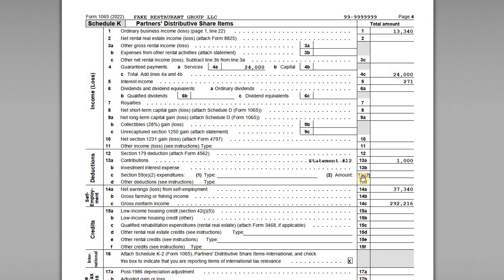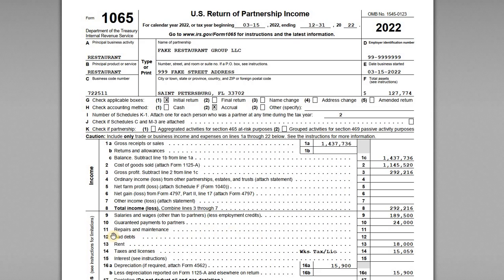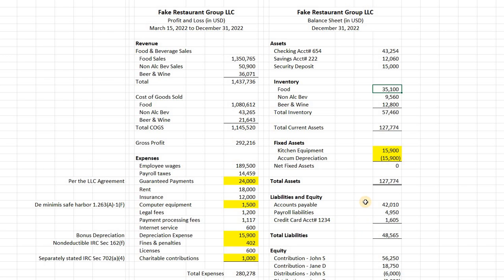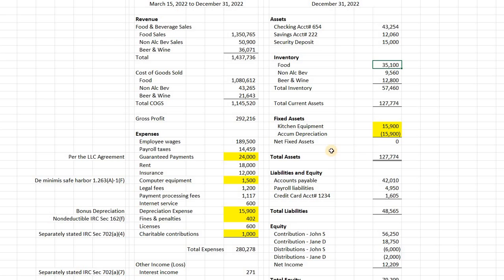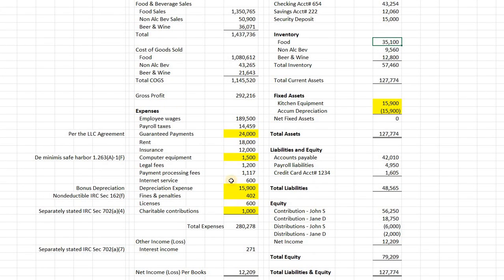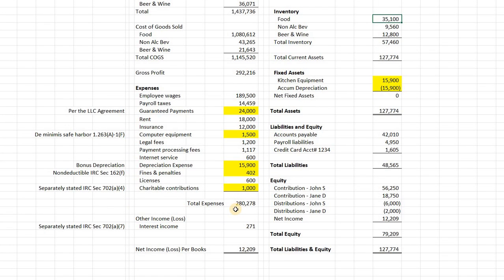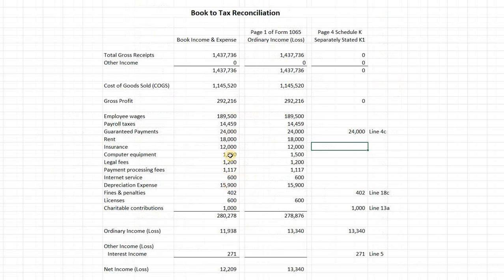We're back here to Schedule K. I think now the best place to start with the financials is with page 1 and the profit and loss itself. So let's jump back up to page 1 and let's look at the financial statements here. On page 1, remember, we're only entering the ordinary income and expense from the company. A lot of these items that are required to be separately stated cannot be included. And so that's where a book to tax reconciliation is pretty handy.